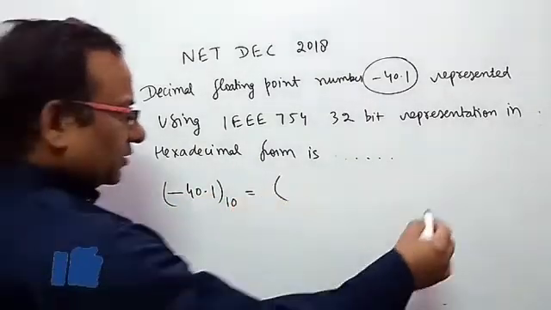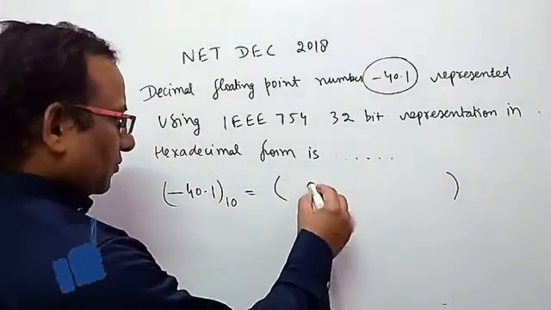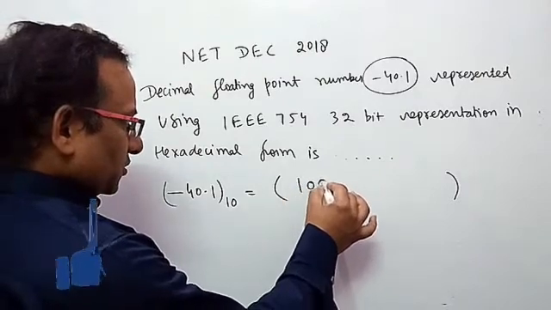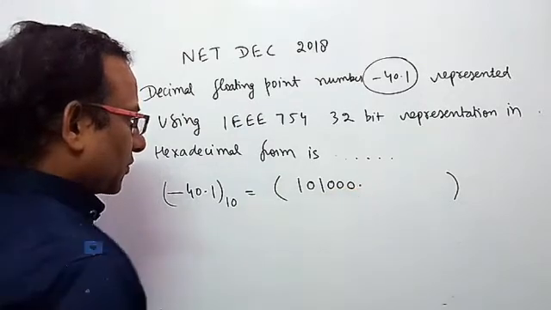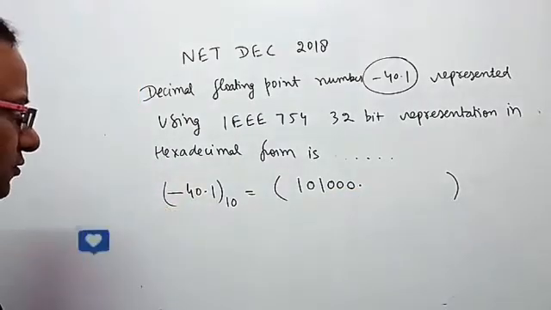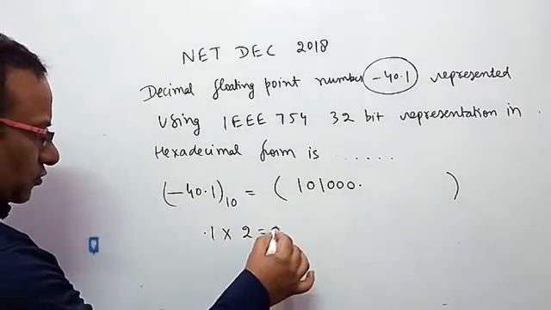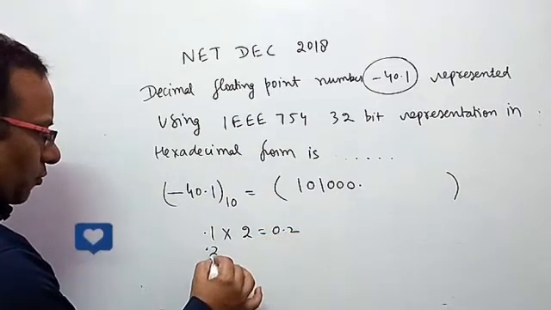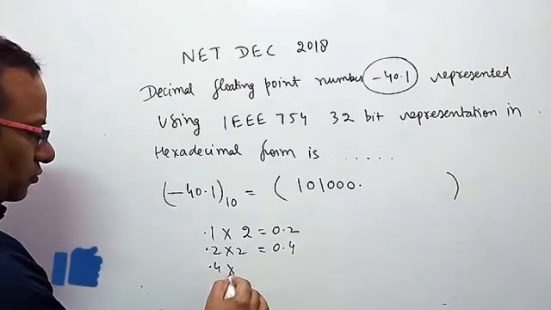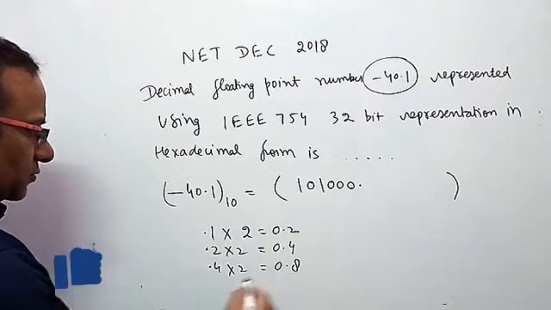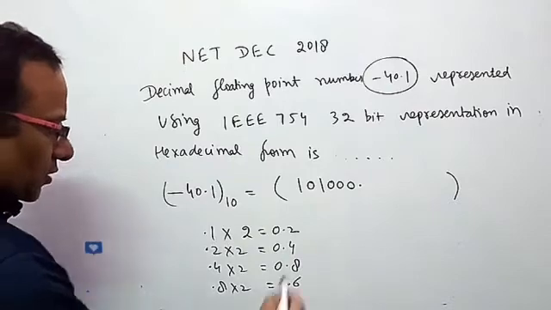First convert this into binary. 40 is 32, 16, 8, 4, 2, 1. Dot. How to represent 0.1? 0.1 into 2 is 0.2. Then 0.2 into 2 is 0.4. 0.4 into 2 is 0.8. 0.8 into 2 is 1.6.